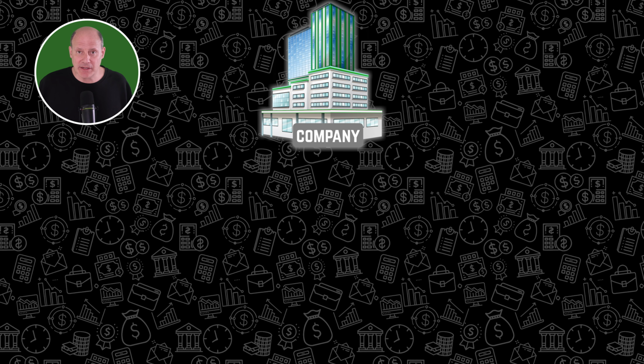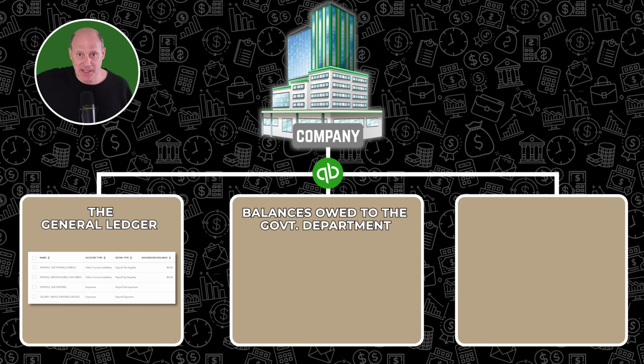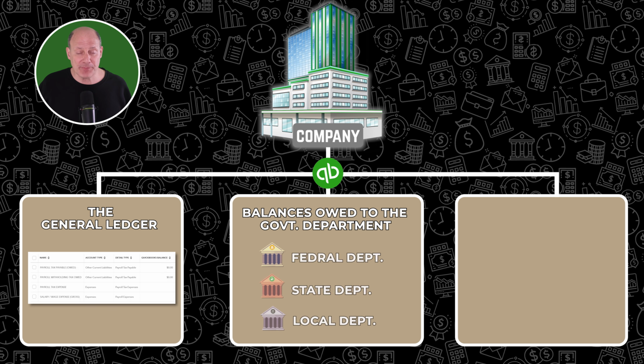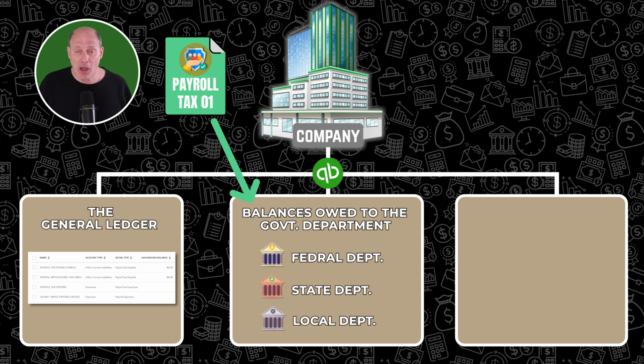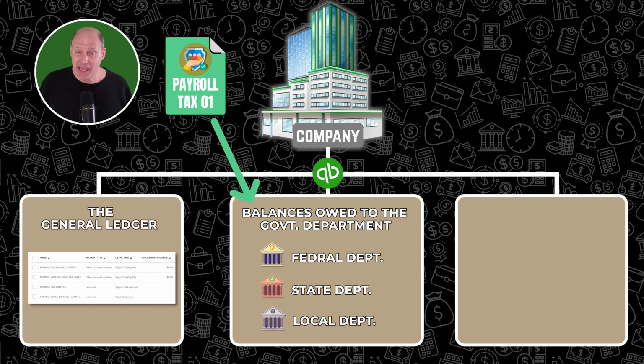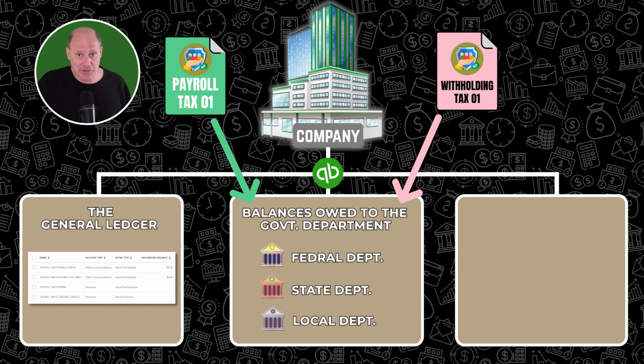But in addition to the general ledger, you need 2 additional areas of data in your QuickBooks Online to manage the additional information over and above the transactions that get recorded in the general ledger. The company is required to keep track of each of the different liability balances that are owed to each of the different departments of government for both every payroll tax that's owed on one worker's check and every withholding tax that's owed at the moment the boss pays the worker the check.